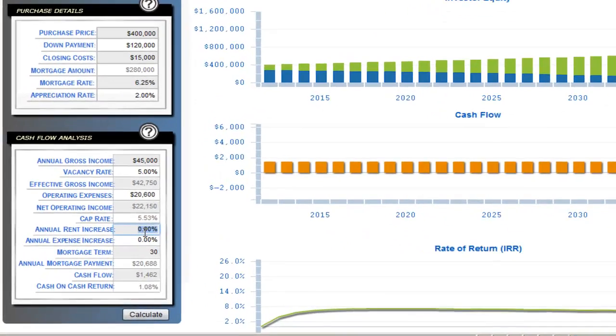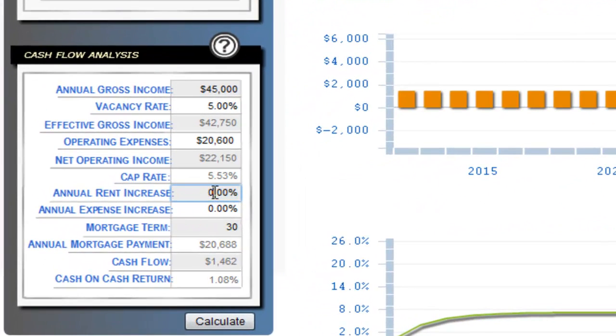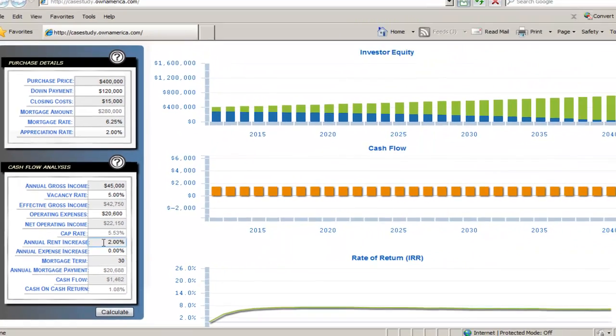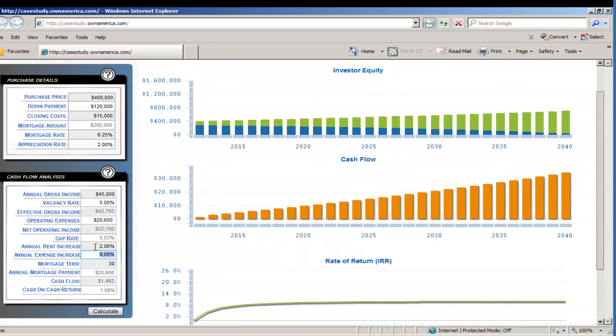But now I've got some projection numbers. My annual rental increase. We're going to recommend that you have built into your leases an annual rent increase for your tenants of at least 2%. So if I put 2% in there, you see my cash flow chart really improves. And then if I say that my expenses are also going to increase, and I'm going to say that's going to be at 1% per year, and again, all the charts move.